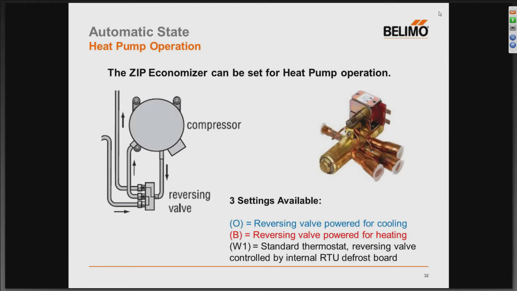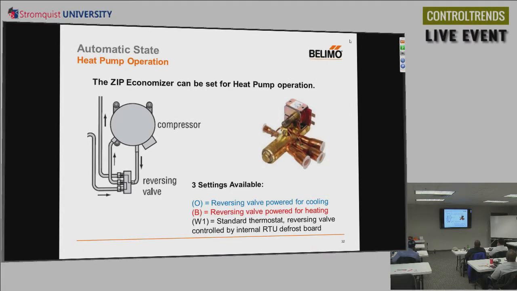Now, the latest Zip Economizer software is fully compatible with heat pump operation. We have 3 settings available: O, B, W1, very standard. O is the reversing valve will be powered for cooling, B is that it's powered for heating, and W1 is your standard thermostat reversing valve by the internal RTU board. It works according to all those items, very standard. But the latest Zip Economizer software has the setting for heat pump.